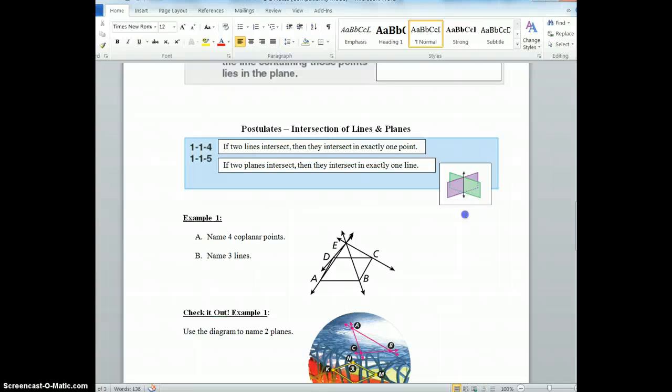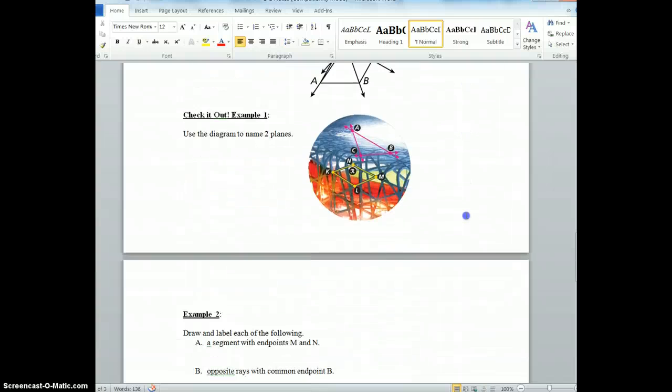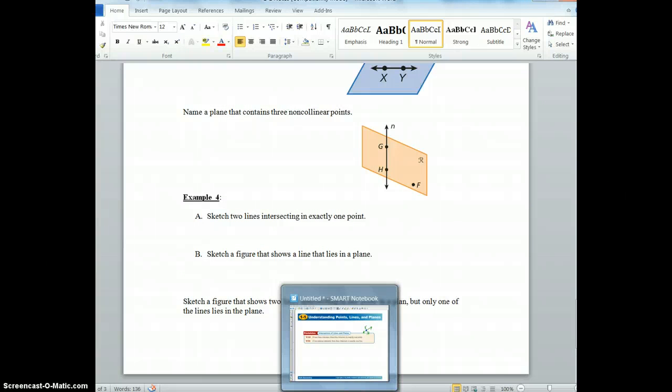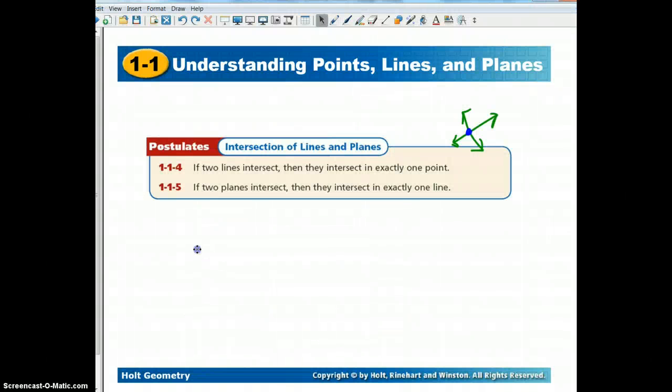We will go over these terms and these postulates again in class. The examples on the rest of your note sheet we will also go over in class, but I wanted you to be aware of all the terms that we were coming up with that we will be building the rest of our geometric foundation upon.